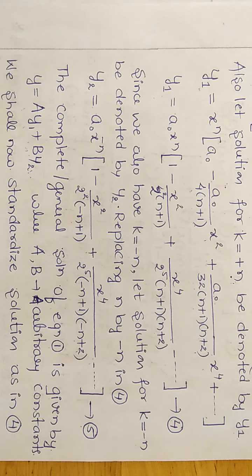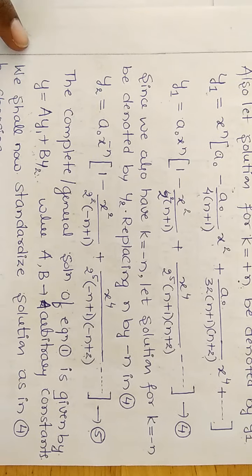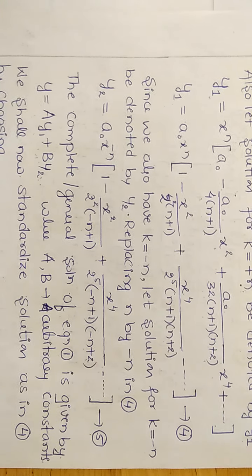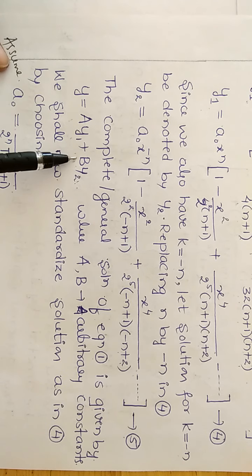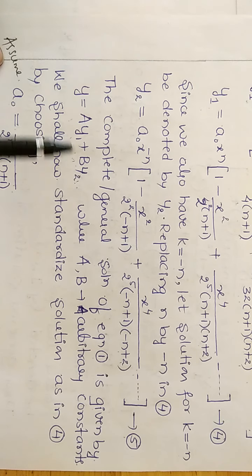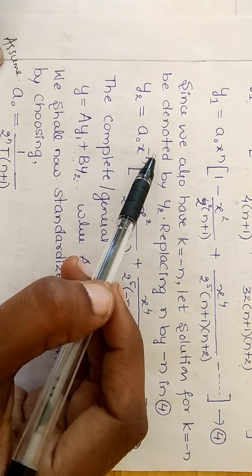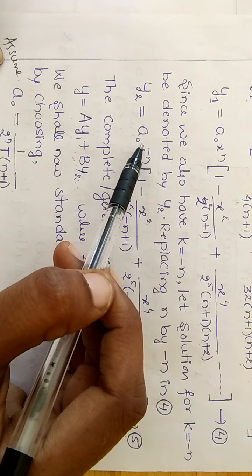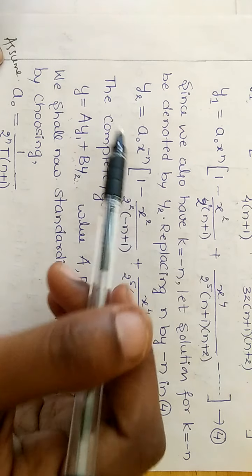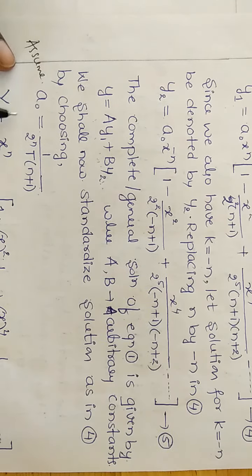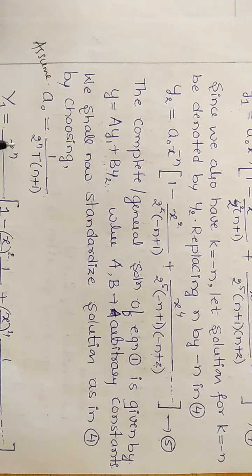Now we shall standardize the solution as in equation 4 by choosing a naught value. Y is equal to a into y1 plus b into y2, and y1 and y2 both contain the value of a naught. So eliminate a naught from both y1 and y2. Let us assume a naught is equal to 1 divided by 2 raised to n into gamma of n plus 1.